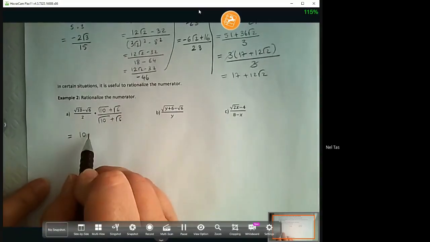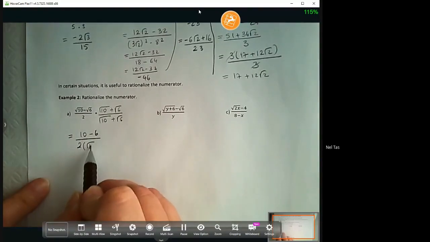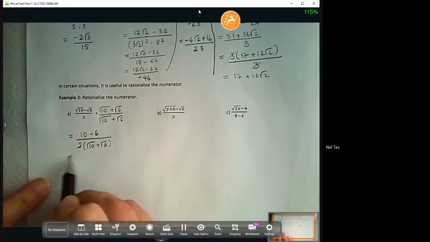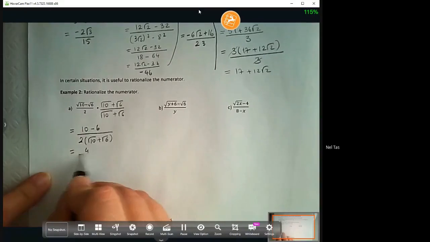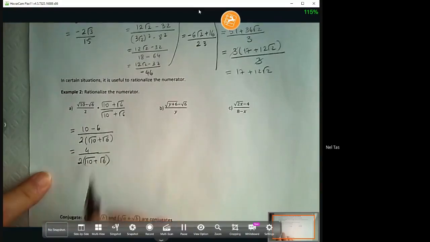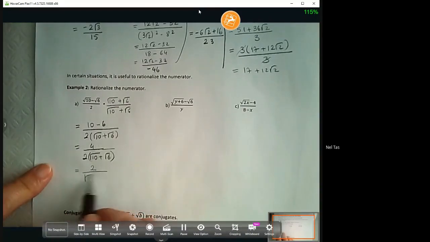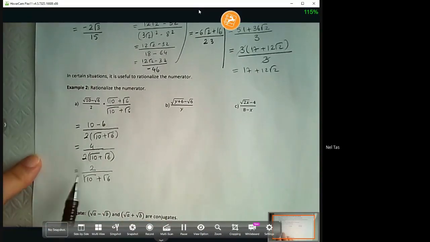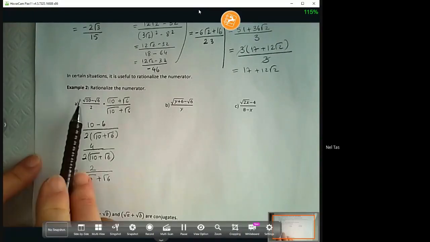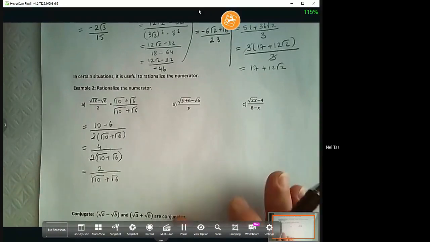That gives us 10 minus 6 over 2 times root 10 plus root 6. 10 minus 6 is 4 over 2 root 10 plus root 6. 4 and 2 can be simplified. 2 over root 10 plus root 6. Okay, so we now rationalized the numerator. And denominator is with radicals. That's fine because the question is again asking only for rationalizing the numerator. So next one.